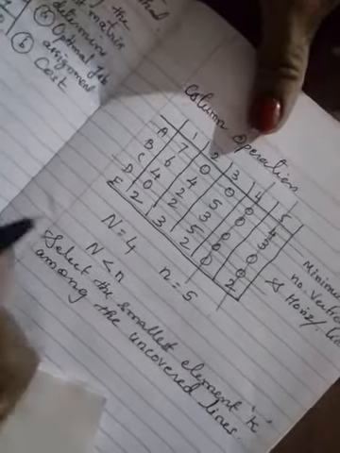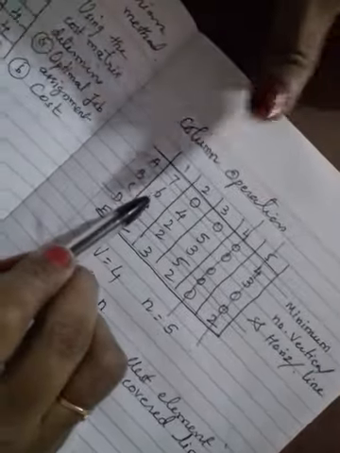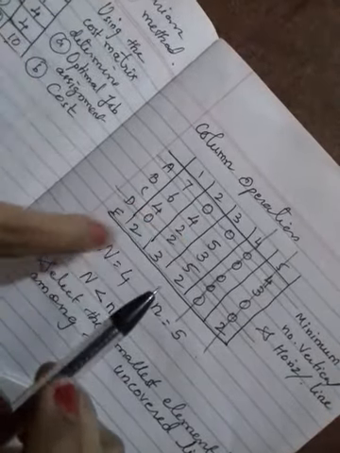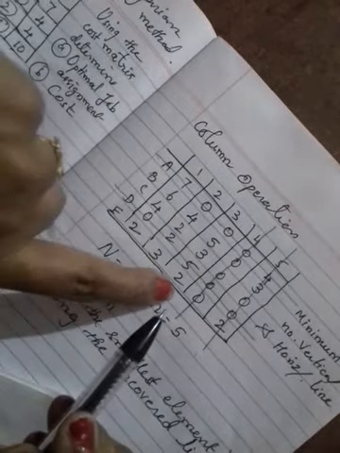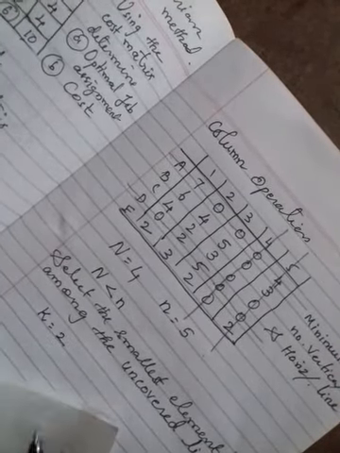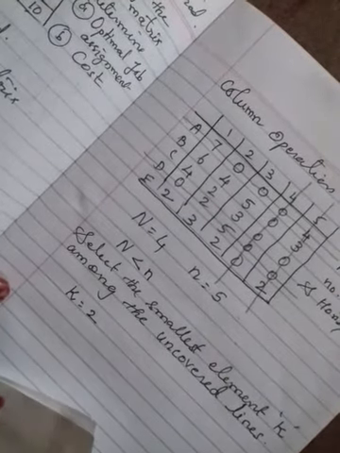Okay, so which are uncovered here? 6, 4, 5, 4, 2, 3, 2, 3, 2. So which is smallest? 2 is the smallest. So among the uncovered cells we have selected the smallest value, K equals 2.